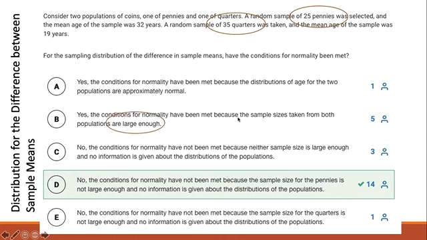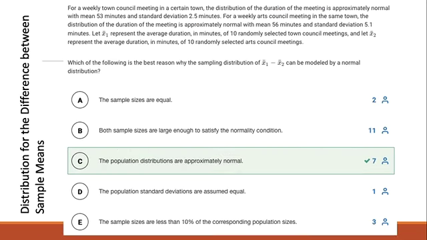Here, the most commonly chosen wrong answer said, yes, the normality conditions are met because both samples are large enough. That's not true. For the distribution of a sample mean to be approximately normal, if the population's distribution is unknown, or if the population is not normal, we need large samples of at least 30 or more.